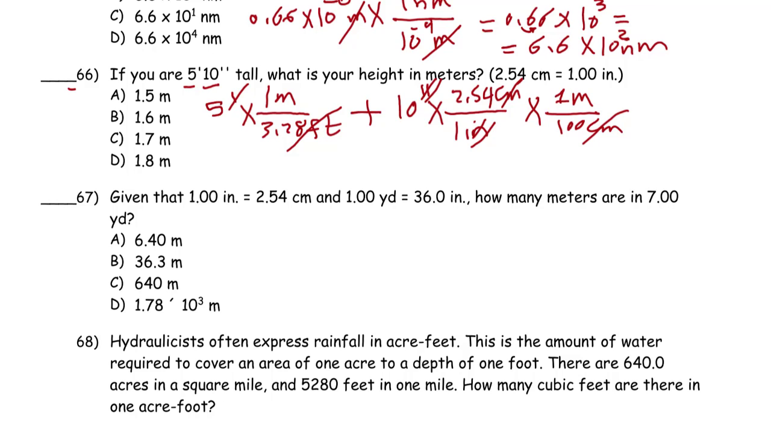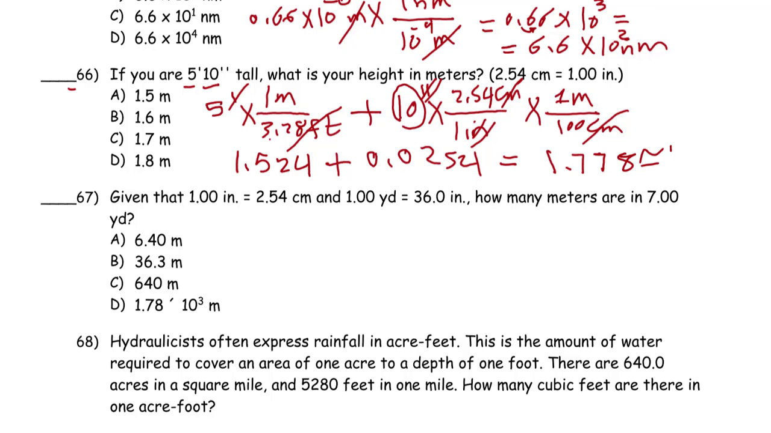At the beginning, 5 over 3.28 equals 1.524 plus 2.54 over 100 times 10. So 0.0254. It yields approximately 1.8 meter. So your height is 1.8 meter. The right answer is 1.8. So this number, when we make rounding, it is not 1.7, it is 1.8 sure. So the answer is D.